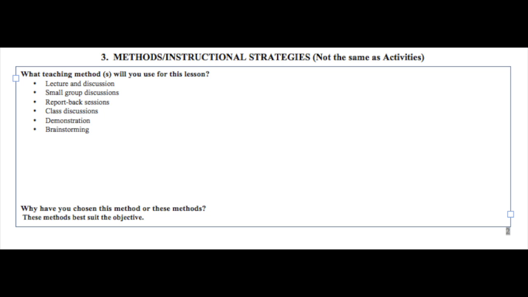Okay, lastly, we have section 3, the methods and instructional strategies. Some of the methods that I'm planning on using for this lesson are lecture and discussion, small group discussion, report back session, class discussion, demonstration, and brainstorming. And I've chosen all these methods because I feel like they best suit the objective. The kids are learning how to develop a theme, and they're going to need a lot of guidance and collaboration, out loud thinking, and I think that these methods will best help them to be successful.